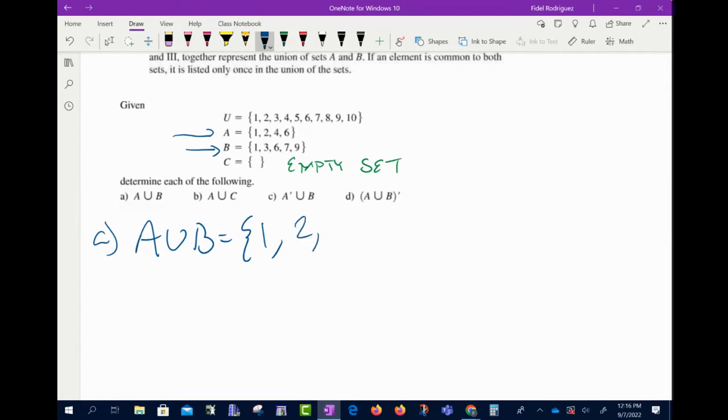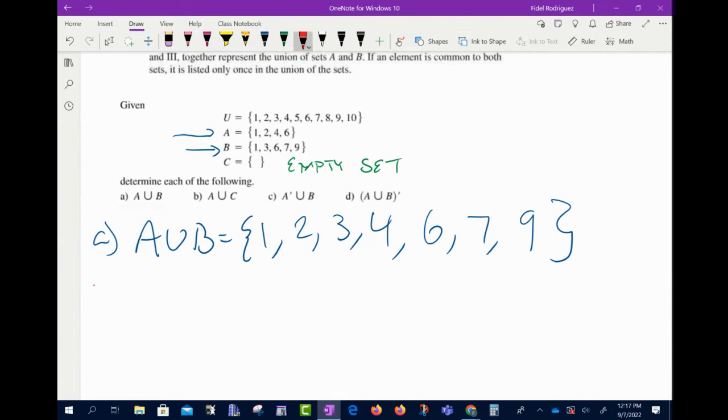We also have a 2, a 3, a 4. Do we have a 5 in either of those two? No, right? But we do have a 6, a 7, and a 9. So what did we do? We took everything in A, we took everything in B, we just threw them all in together. Again, we don't need to write the numbers twice. If one of them happens to be in both of them, a certain number like the number 1 or the number 6, we don't have to write it twice, okay? We just write it the one time.